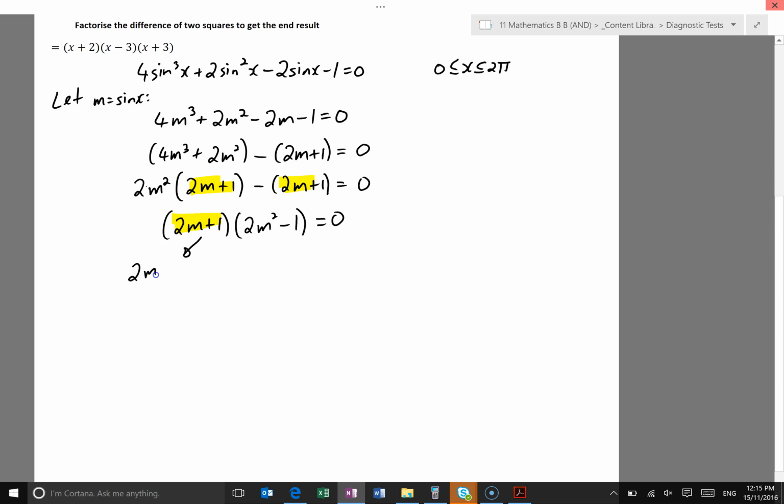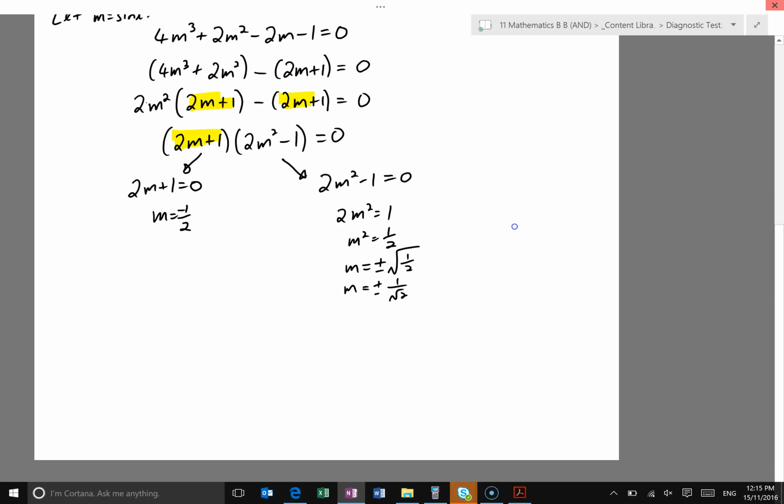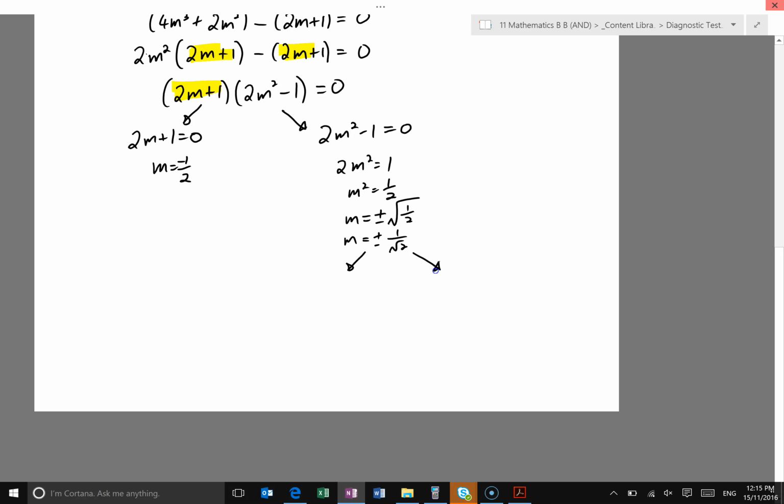So either 2m plus 1 equals 0, or 2m squared minus 1 equals 0. And I'll solve these, so m equals negative a half, or 2m squared is 1, m squared is a half, m is plus or minus square root of a half, which is plus or minus 1 on root 2. So from here, I've really got two solutions as well. So m equals positive 1 on root 2, and m equals negative 1 on root 2.